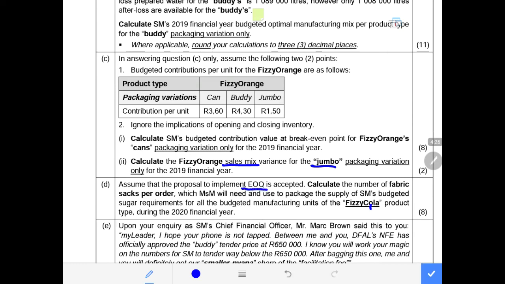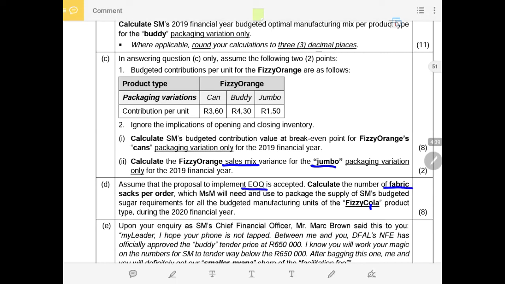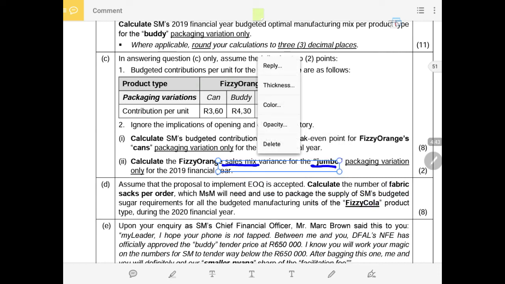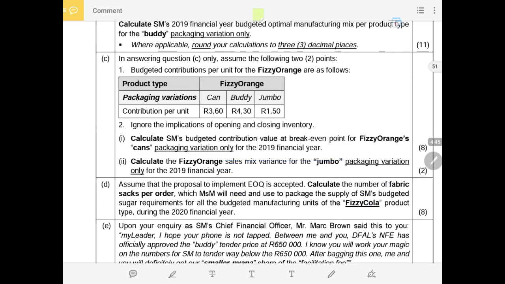Then after, we are to assume that the proposal to implement the EOQ is accepted. Then we are required to calculate the number of fabric sacks per order, which MSM will need and use to package the supply of SM budgeted. So in this case, we are to calculate the economic order quantity, that is the EOQ that you know from MAC3761 or Cost and Management Accounting 1.